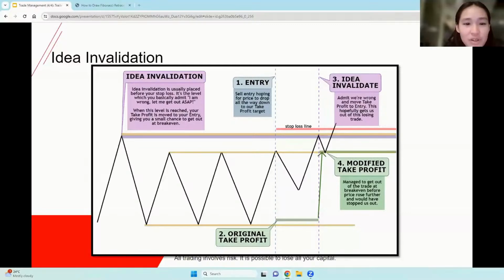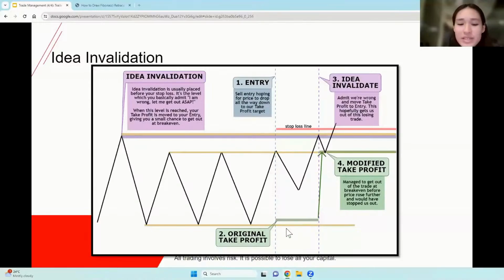But okay, so it's the level at which you basically admit that you are wrong and you want to get out of the trade ASAP. So when this level is reached, your take profit moves to your entry, giving you a small chance to get out at break even. So in this example, we're looking at your entry at this double swing high level. Okay, we see price dropping, reversing off of that resistance and heading downwards to our take profit.